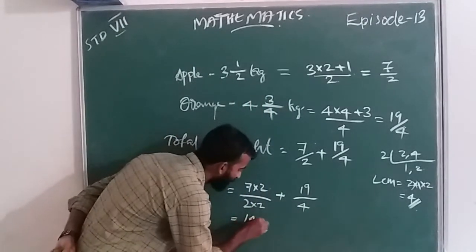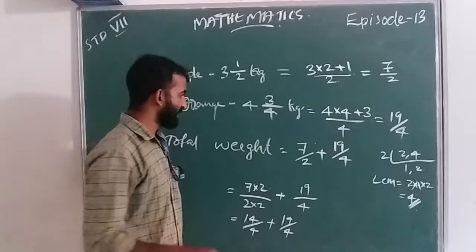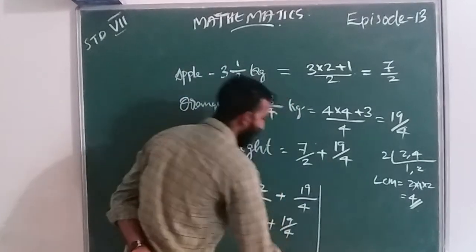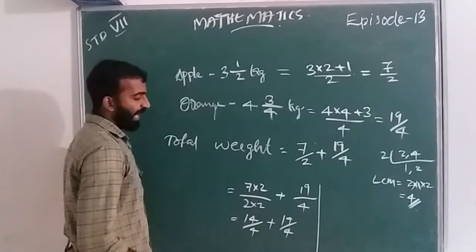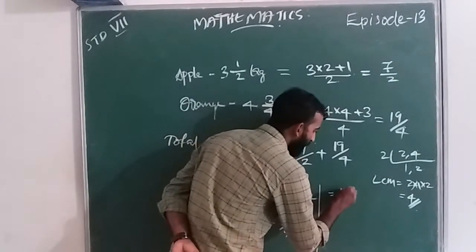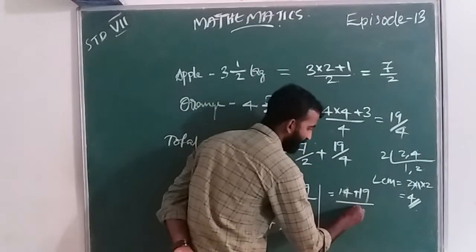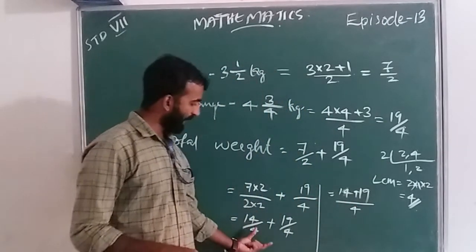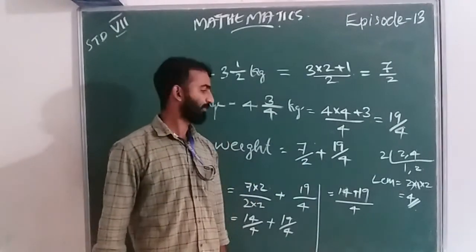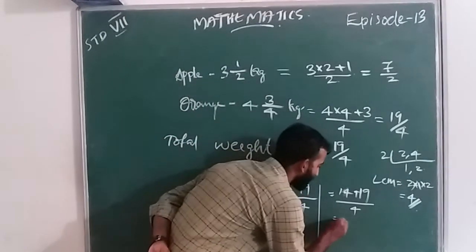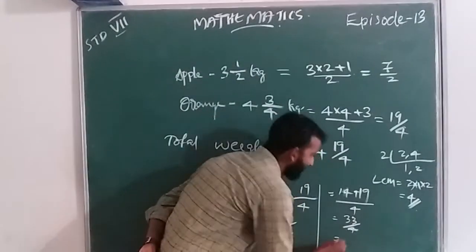Here we get 14 by 4 plus 19 by 4. So we can write 14 plus 19 whole divided by 4. That is a common denominator, the same denominator. So we can write like this: 14 plus 19, that is, we get 33 by 4.